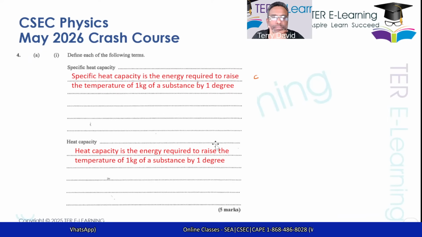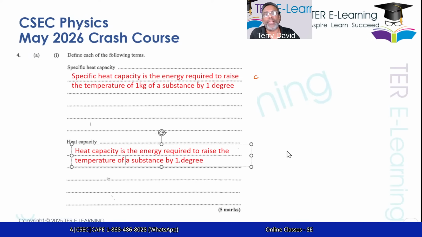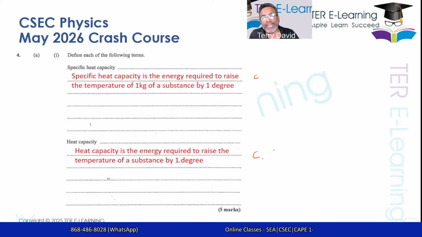Yeah. So heat capacity is the energy required to raise the temperature of a substance by 1 degree. This one has no kilogram in it. We saw this one before. Again, it's a big C that we use to represent heat capacity. The relationship between both of them is big C is m times small c. That's something we need to be aware of. I've seen questions where CXC asks us that.